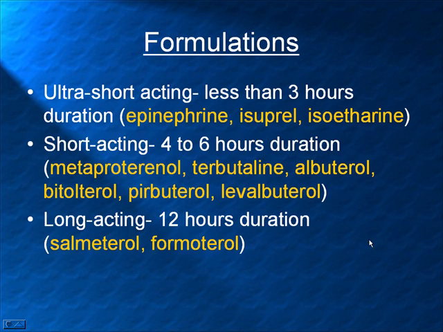We can further break that dosage up between ultra-short-acting, which is less than 3 hours duration, like epinephrine, Isoproterenol, and Isoetharine, and short-acting, 4 to 6 hours duration, which would be Metaproterenol, Terbutaline, Albuterol, Pirbuterol, and Levalbuterol, and long-acting, 12 hours duration, Salmeterol and Formoterol. So the type of drug that we choose to employ also depends on the therapeutic objective, whether we're looking for a longer duration or a shorter duration of therapeutic activity.